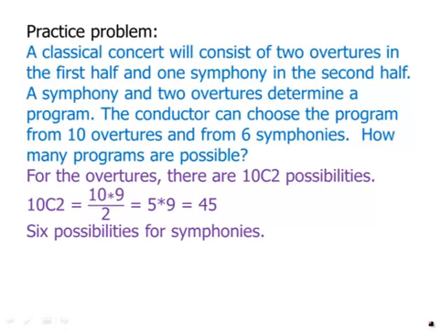And then there are 6 possibilities for the symphony in the second half. So we have the 2 overtures and the symphony, and it means multiply. So it's going to be 6 times 45. We can use some doubling and halving. That's 9, that's 3 times 90. 3 times 90, of course, would have to be 270. There are 270 possible programs.